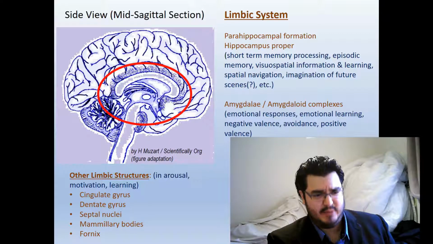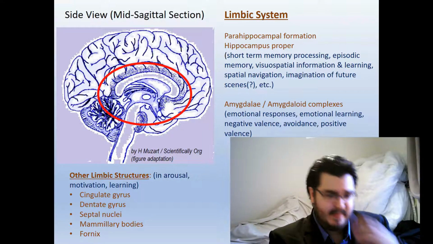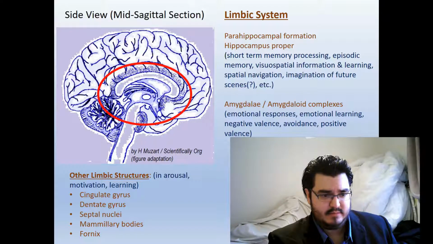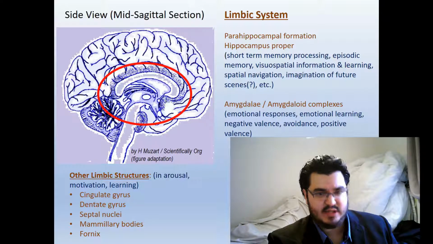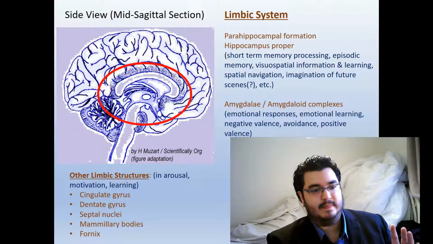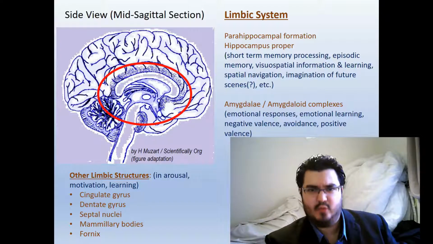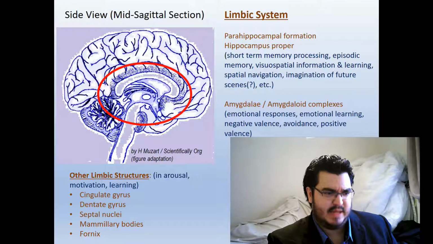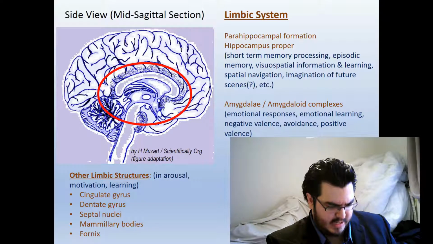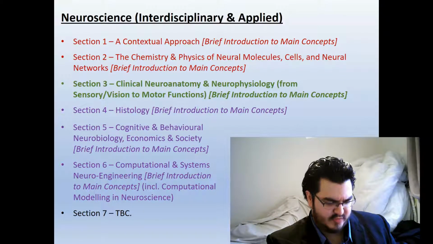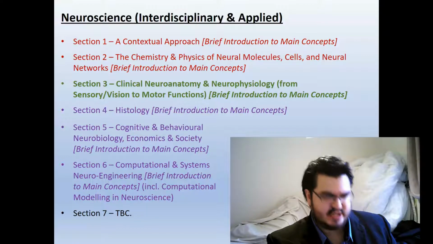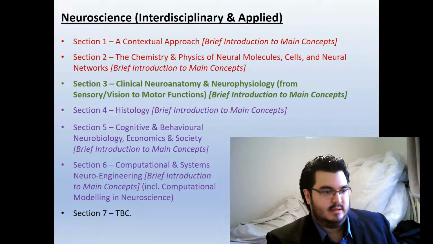We'll look at the hippocampus and the amygdala. Hippocampus especially, that's what I specialize in. And it's involved in memory, episodic memory, visual spatial learning, short-term episodic information. We have spatial navigation, also imagination as well. And there's been recent work on that by Demis Hassabis, Eleanor Maguire, UCL. We'll cover this more in section 5 on cognitive neuroscience, and then section 6 on computational neuroscience.